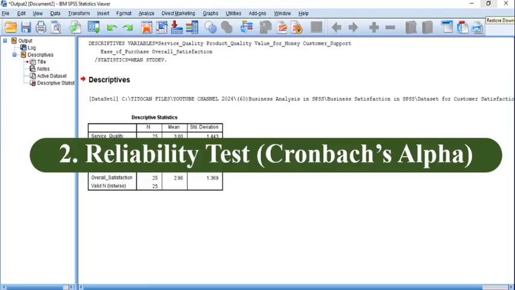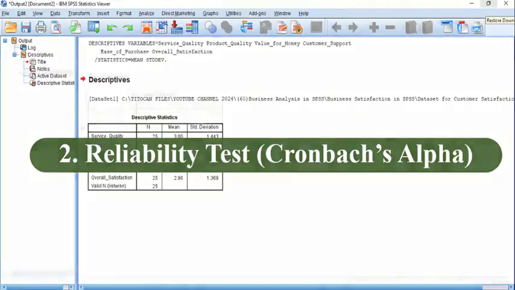2. Reliability test using Cronbach's alpha. The next step to a conclusive customer satisfaction analysis is the reliability test using Cronbach's alpha. The intention is to determine the internal consistency of the questionnaire holding the opinions of the customers to ensure that it is measuring the same construct or underlying concept, which in this case is the customer satisfaction.